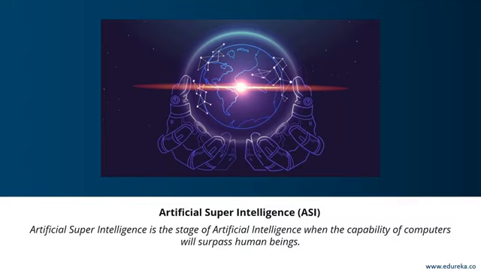Artificial superintelligence is that stage of AI when the capability of computers will surpass human beings. Artificial superintelligence is currently seen as a hypothetical situation as depicted in movies and science fiction books. You see a lot of movies which show that machines are taking over the world. All of that is artificial superintelligence.